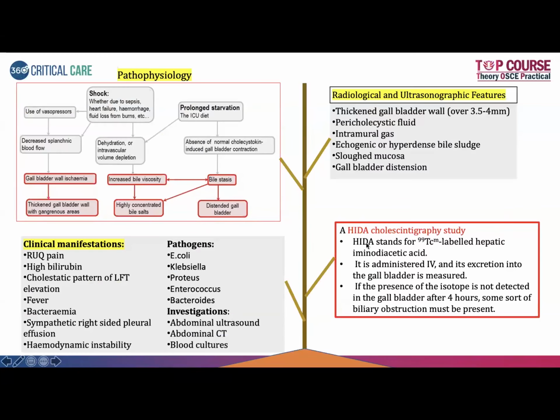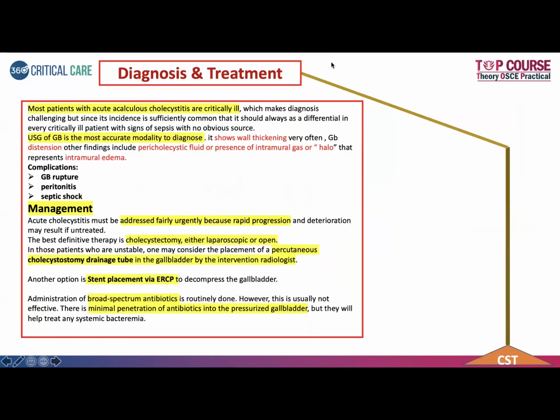So what is the HIDA scan? That is technetium labeled hepatic iminodiacetic acid scan. Okay. The technetium labeled dye is injected IV, and the presence of isotope is not detected in the gallbladder after 4 hours. So there must be some sort of obstruction. So this actually denotes the absence of gallbladder contraction. So this HIDA scan is another important investigation that can be done.